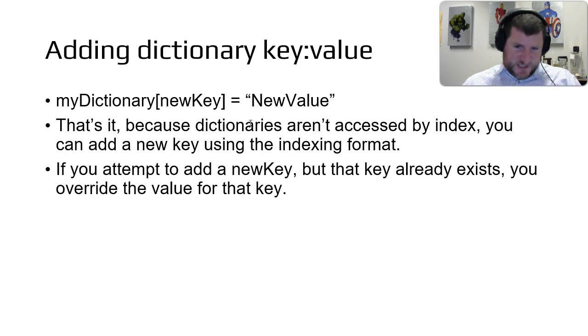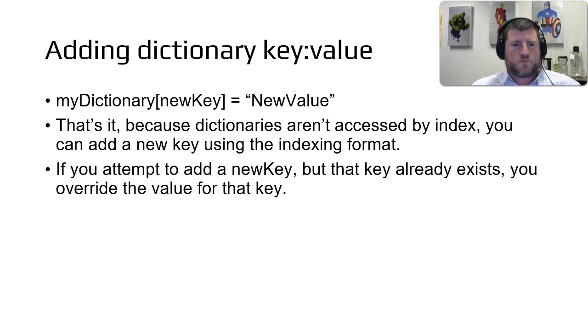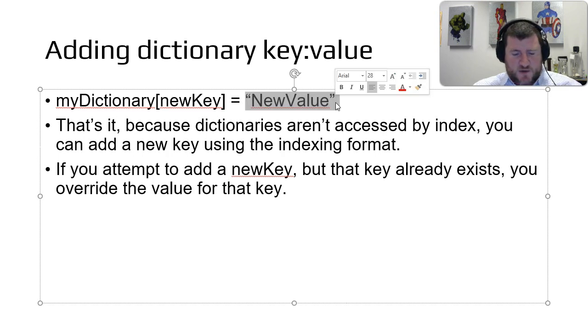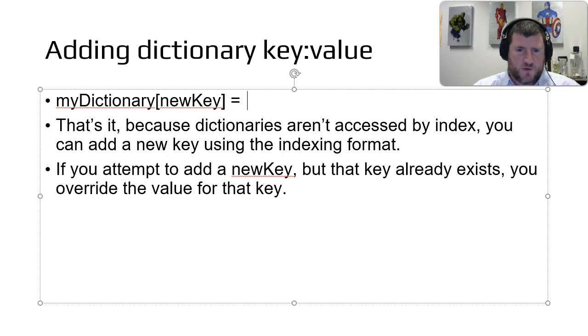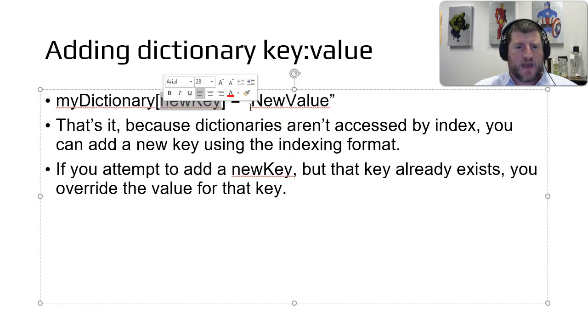So again, because dictionaries aren't accessed by an index, you can add a new key just by using the indexing format, but you have to have a key associated with it. So my dictionary, you give it the new key. It doesn't matter what the name of the key is, you create it. And then you give it the value of the key. In this case, I've used new value, which is a string, but your new key or your new value could be a number, it could be a float, or it could be a Boolean. It doesn't matter what the value is. But you add it with a key and a value.